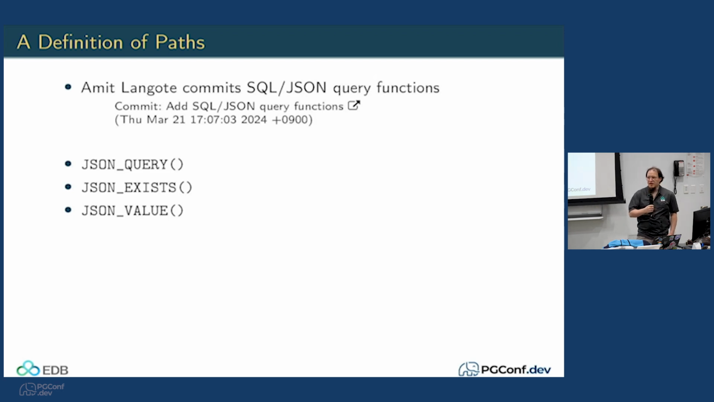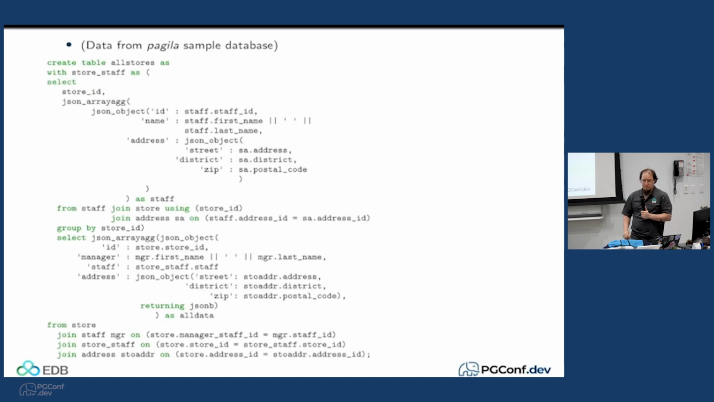Next up, and many months later, just before the commit fest for Postgres 17 was going to close, Amit Langote committed the SQL/JSON query functions, which are JSON_QUERY, JSON_EXISTS, and JSON_VALUE. I'm going to talk about JSON_QUERY quite a lot, and the other two not so much, because JSON_QUERY is the model that does essentially everything. But before I do that, I'm going to present my model.